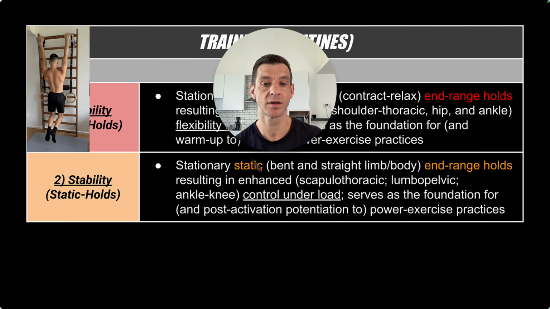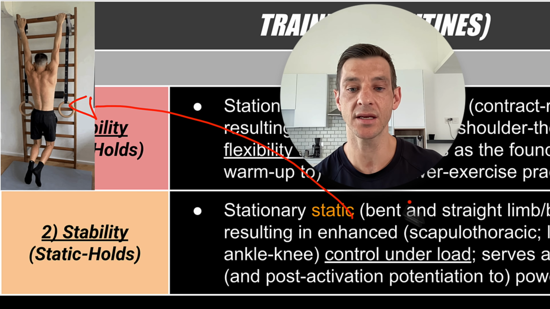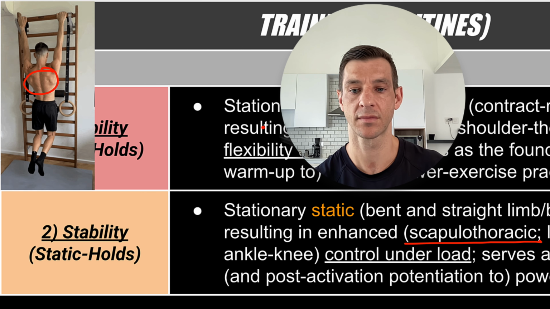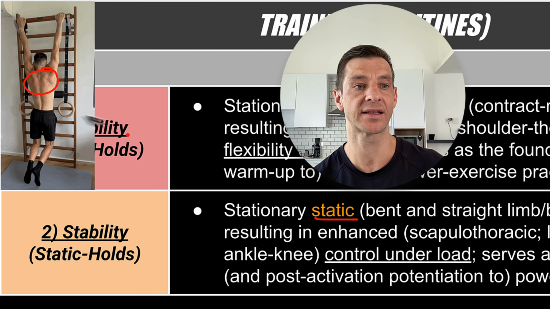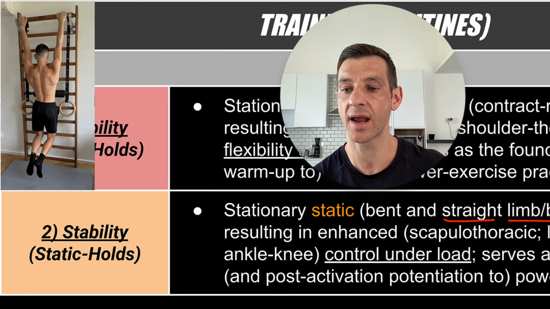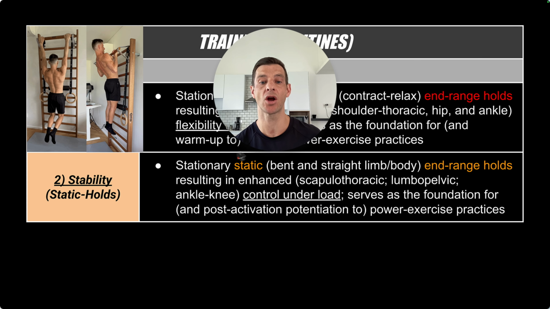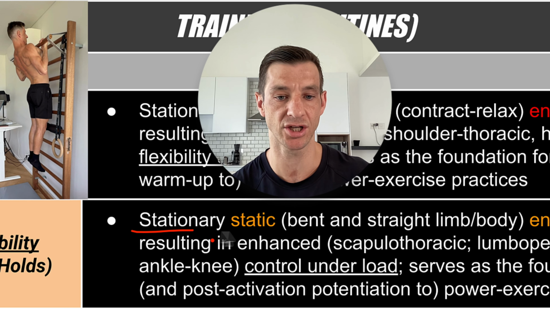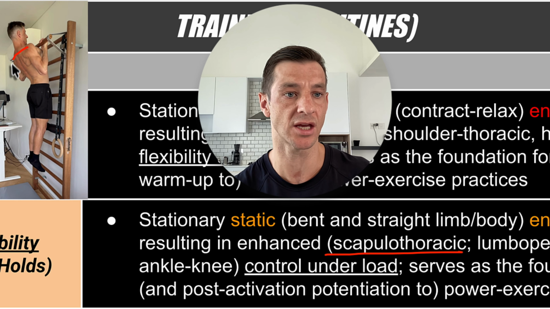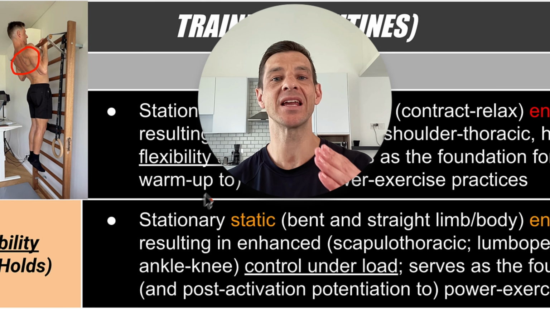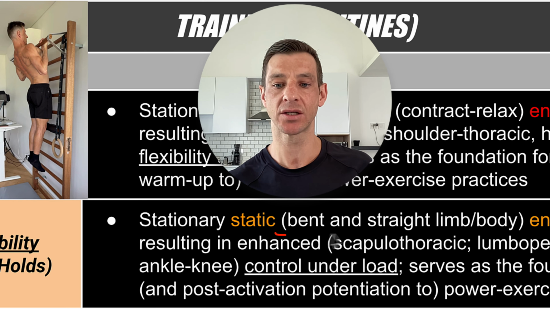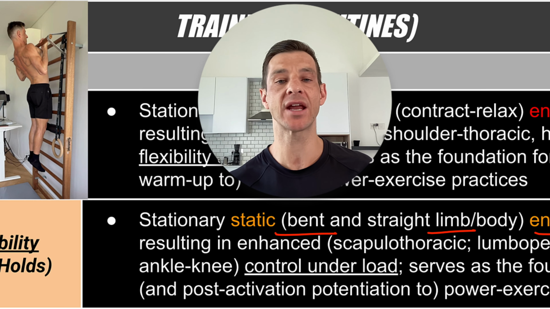So for example, if you look to the left, we can see that we've got an upper body or scapulothoracic, static, straight arm end range hold. For our second stability archetype, we can see that it's stationary, static. It's also upper body, so that's scapulothoracic, because we can see here, I'm actively depressing and retracting my shoulder blades in a bent arm end range hold.